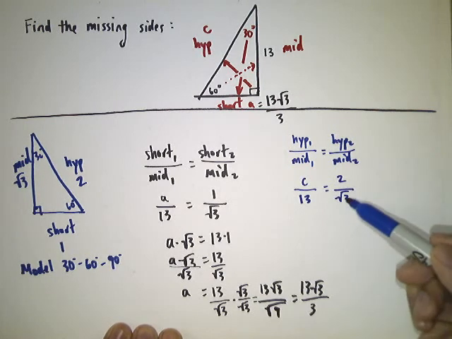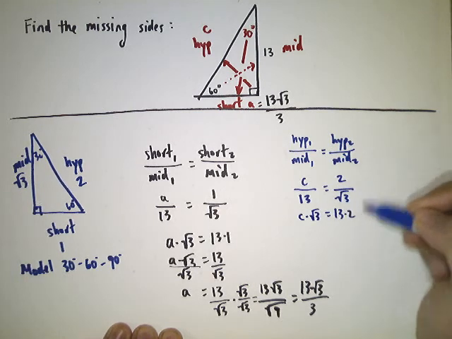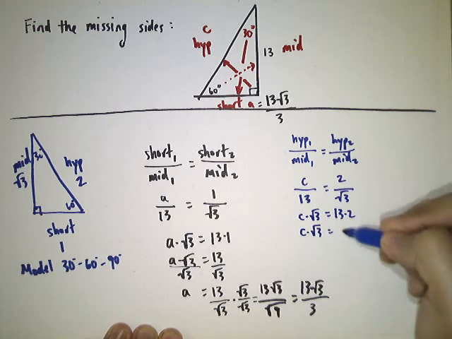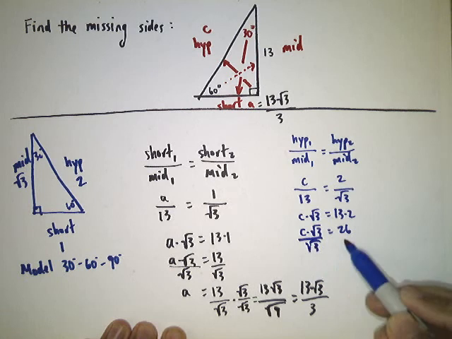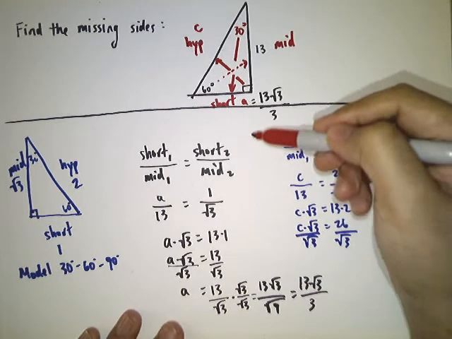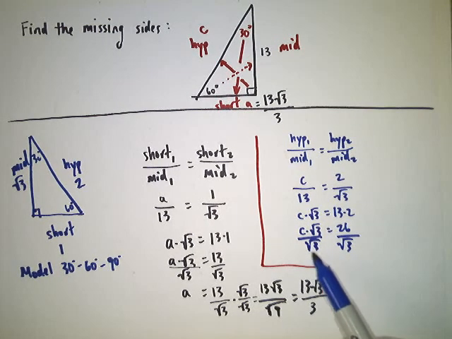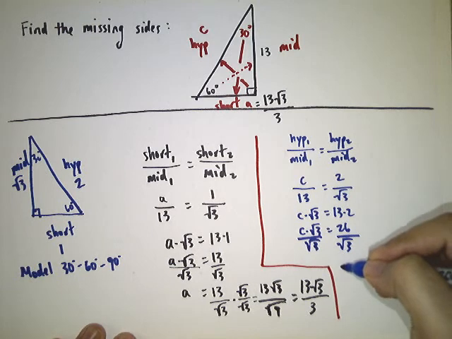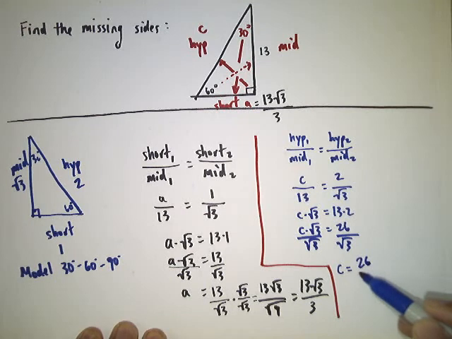Again, we'll cross multiply. Root 3 times C and 13 times 2. Well, that means C times the square root of 3 equals 26. Again, we'll divide both sides by the square root of 3. And let me just draw a line here so we have more room. Keep our work nice and organized. So back to this. We divided both sides by the square root of 3. On the left-hand side, we now have C. And on the right-hand side, we have 26 divided by the square root of 3.